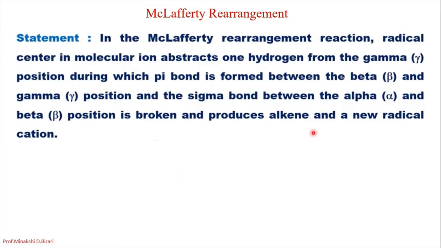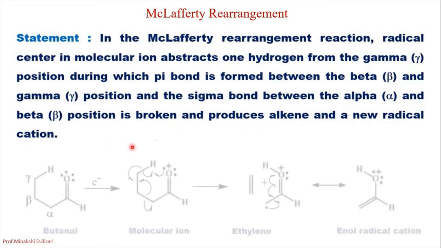Now, what is the statement of McLafferty rearrangement? In the McLafferty rearrangement reaction, the radical center in the molecular ion abstracts one hydrogen from the gamma position, during which a pi bond is formed between the beta and gamma positions, and the sigma bond between the alpha and beta positions is broken and produces an alkene and a new radical cation.